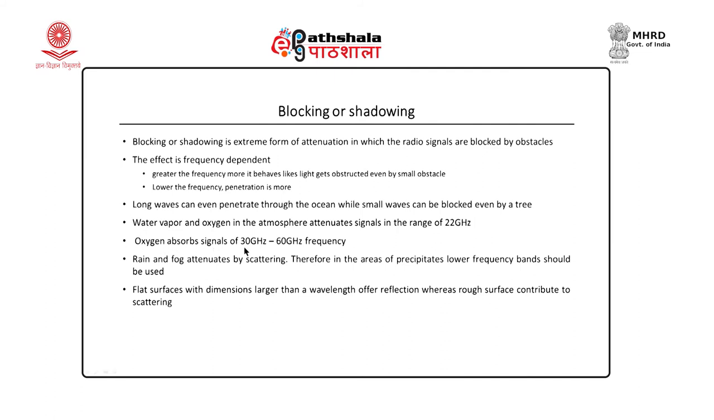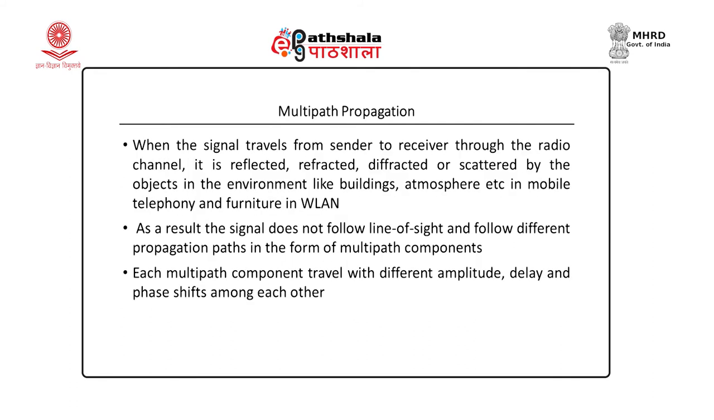Oxygen actually absorbs the signal in the range of 30 gigahertz to 60 gigahertz frequency. Similarly, rain and fog also attenuate the signal at high frequency. Therefore, in the areas where there is more precipitation, low frequency bands are used. Similarly, flat surfaces with dimensions larger than the wavelength offer reflection, whereas rough surfaces contribute to scattering. The reflection, diffraction and scattering, when they fall on the objects, also change the path.